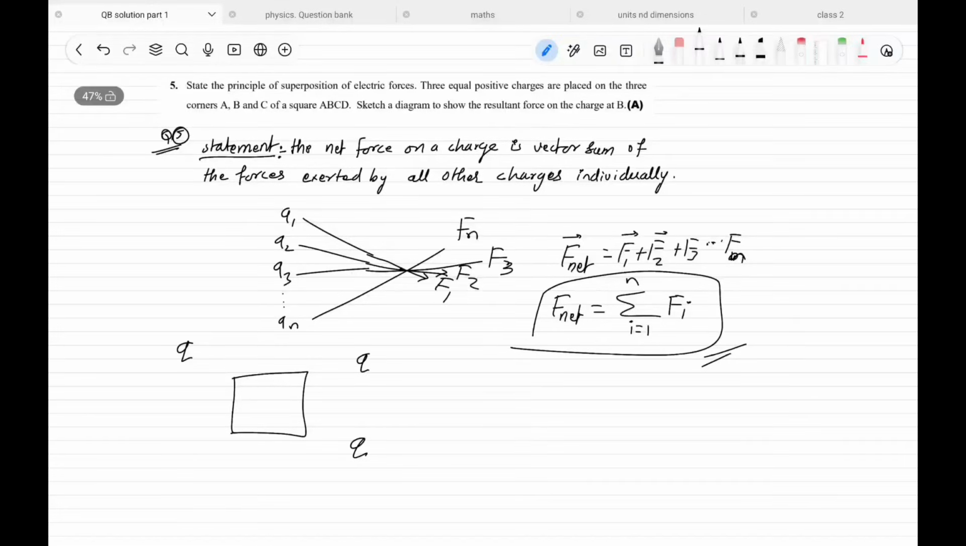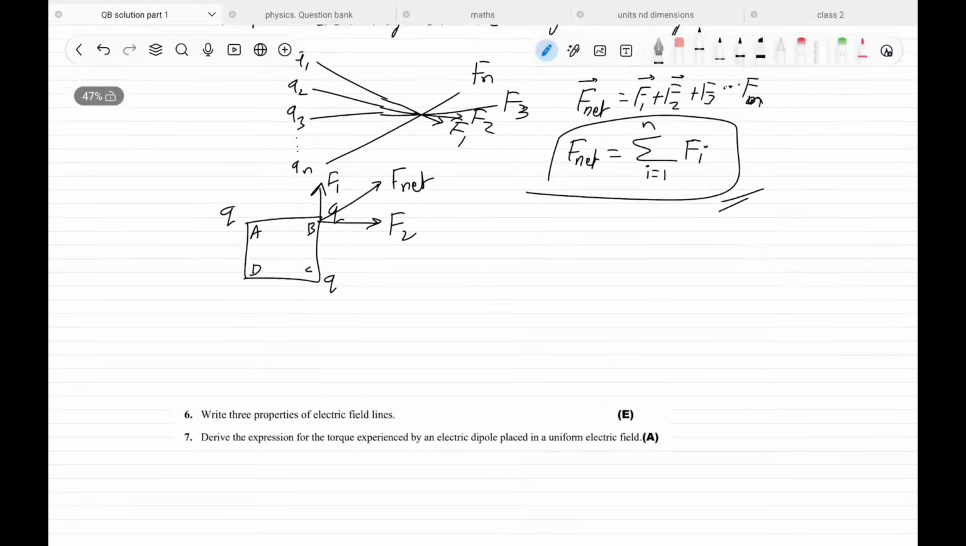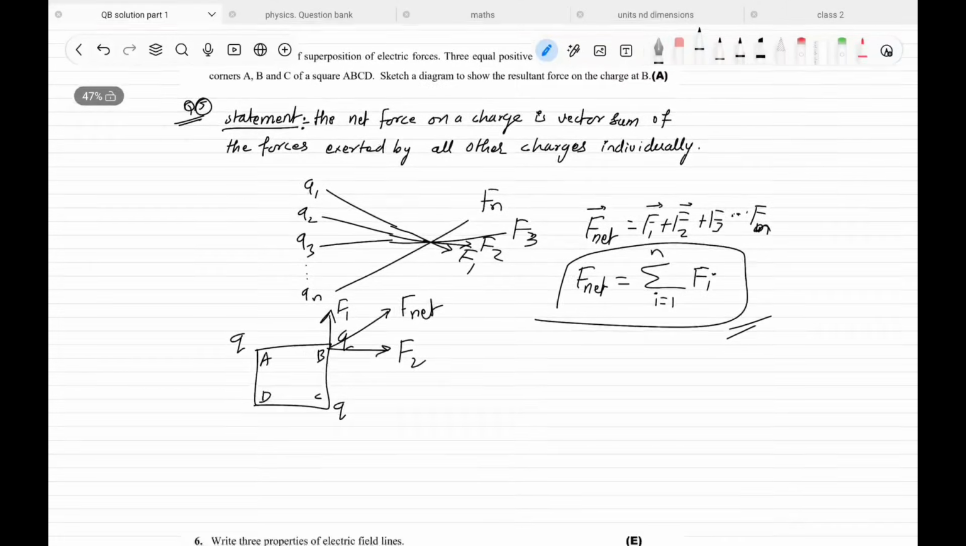Wait a minute. Okay, this is the corner A, this is B, this is C, and this is D. Three equal charges are there. This is Q, and it is a positive charge, this is Q. Due to this charge, force is acting in this direction. Due to this charge, the force is acting in this direction. Now the resultant force due to these two forces, F1 and F2, the resultant force F net will be in this direction only. Okay. Sketch the diagram. We have sketched this diagram. It shows that the resultant force is in the direction of B, outward.